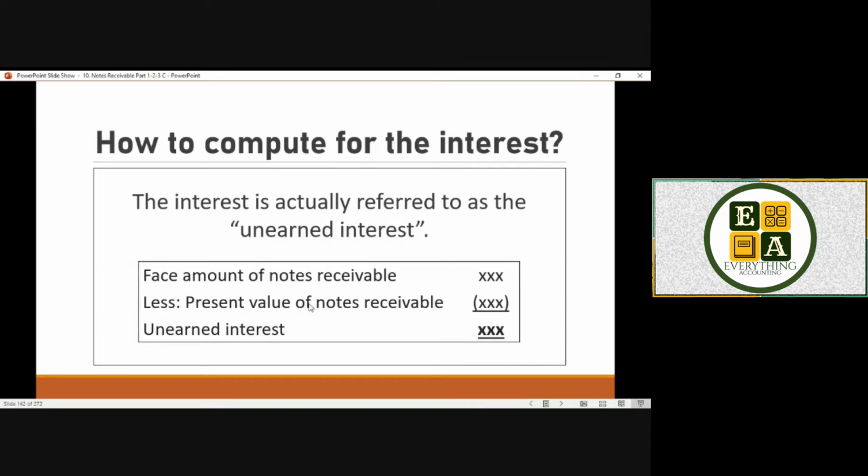So how do we compute the unearned interest? It is actually the difference between the face amount of the notes receivable and the present value of that notes receivable. So present value computation is relevant for this purpose. The difference between the face amount and the present value would be the unearned interest. So we can safely say that, in order for us to arrive at unearned interest, the present value of the notes must be less than the face amount of the notes.